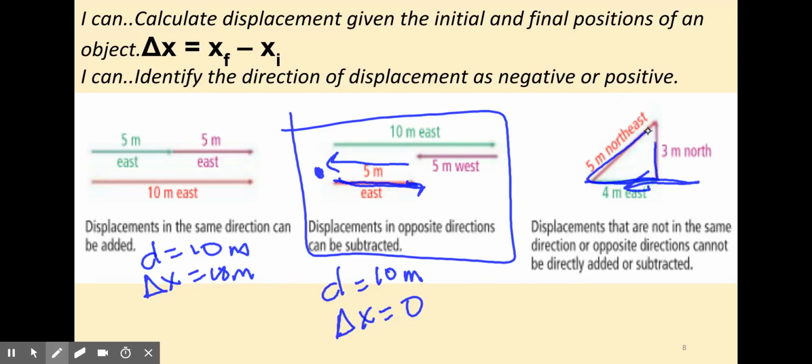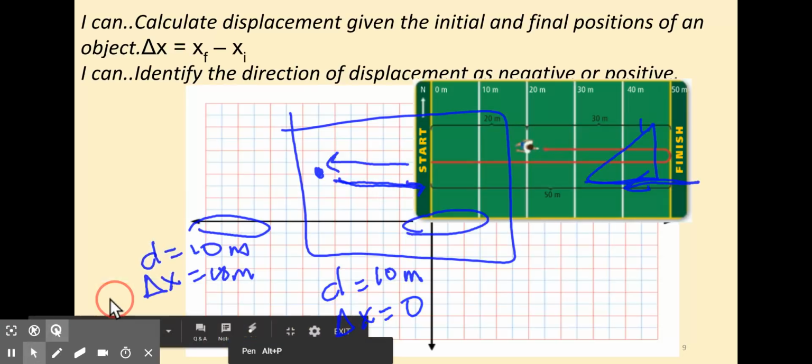And if they are not in the same direction or opposite directions, then we can't calculate it. I know we all know Pythagorean theorem, and in years past we've solved for some of these, but we're not doing it this year. These need to be in the same or opposite directions in order to calculate displacement. Let's do some more practice.